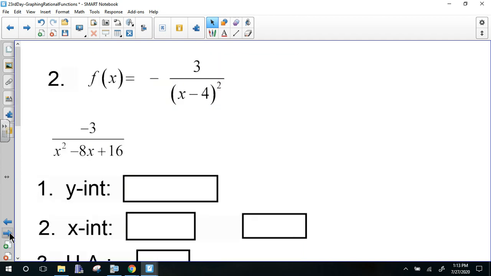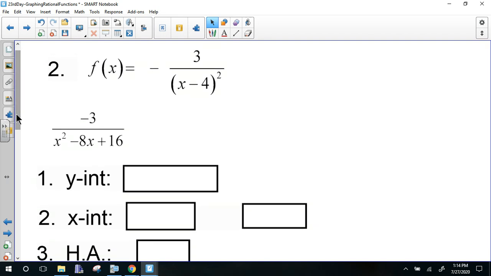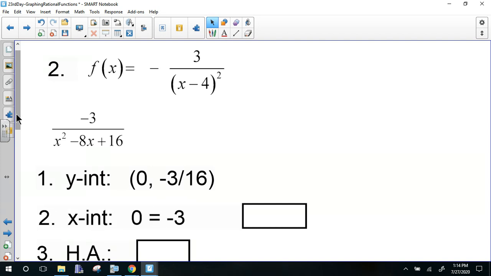We'll do one more. Go ahead and multiply out this denominator, x minus 4 all squared. We can use that later. All right, y-intercept. If I make x 0, I'm going to get 3 divided by 16. So that's going to be 0 and -3/16. My x-intercept, I'm going to make y 0. When I do that, 0 doesn't equal -3 is what I have left, so there's no x-intercept.